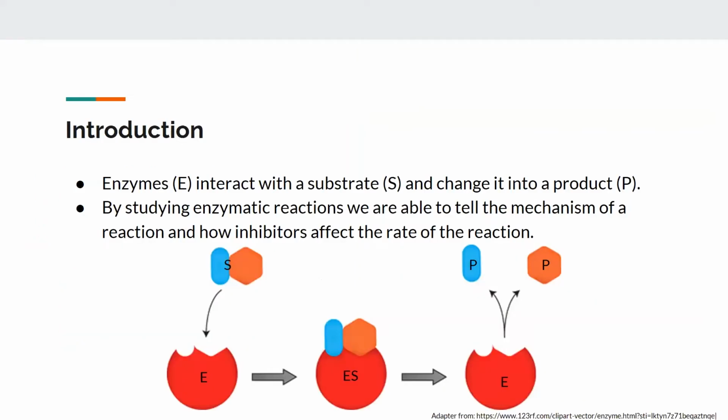And so a little bit of an introduction about enzymes before we move into the project. Enzymes, which are marked as E, interact with a substrate S, and will change it into a product P. And so you can see here along the bottom, the enzyme is taking in the substrate, and then there's an enzyme substrate complex here, and then the product is removed from the enzyme. And by studying these reactions, we can tell the mechanism as well as how inhibitors will affect the rate of the reactions.